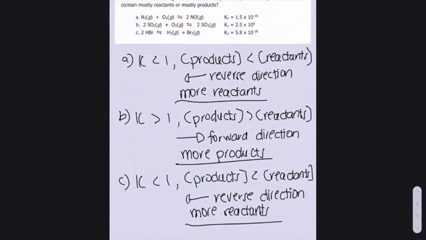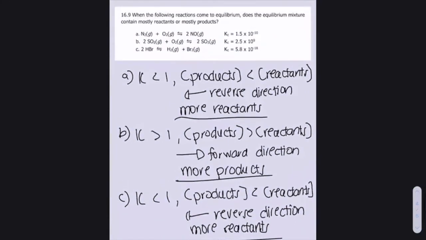So from this, we know that with what we know about K, we can identify if a reaction at equilibrium will contain mostly products or mostly reactants.